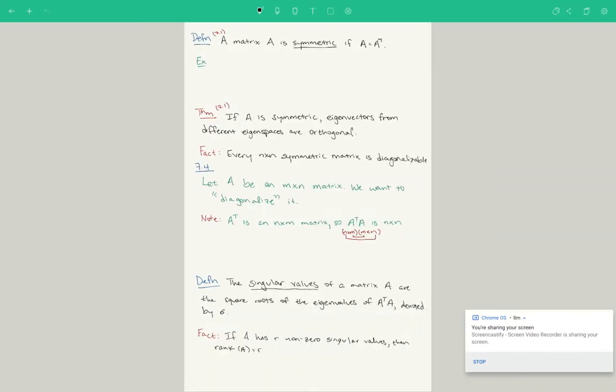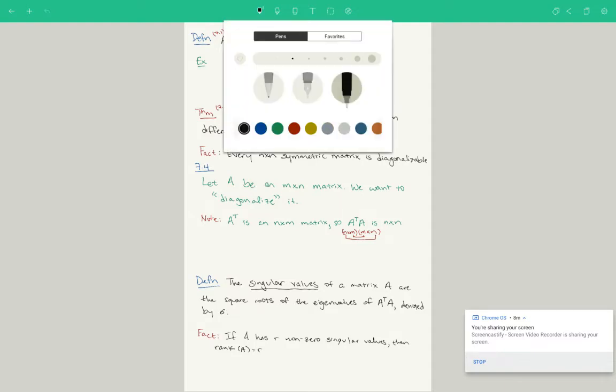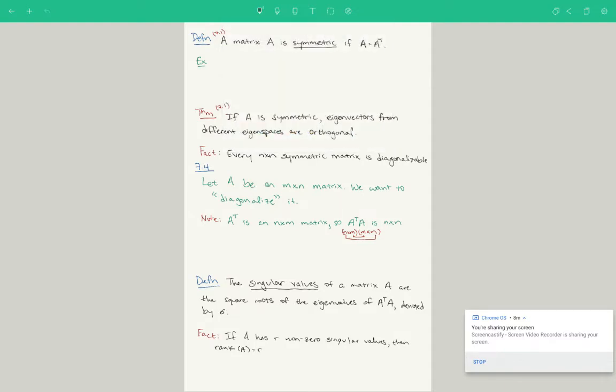Okay, so we're now in section 7.1, and section 7.1 talks about symmetric matrices. So a matrix is symmetric if it equals its own transpose. And this sounds confusing, but it's actually a pretty intuitive definition. So let's say we want to build a symmetric matrix. So let's say the first row of our matrix is 1, 2, 3. If this matrix is going to equal its transpose, that first column should be the same thing as its first row. So our first column should also be 1, 2, 3.